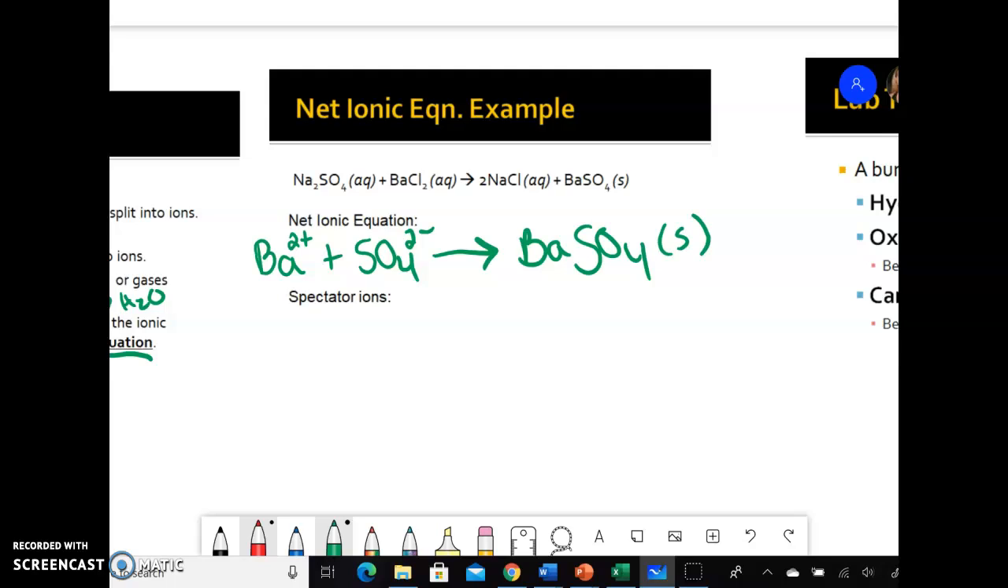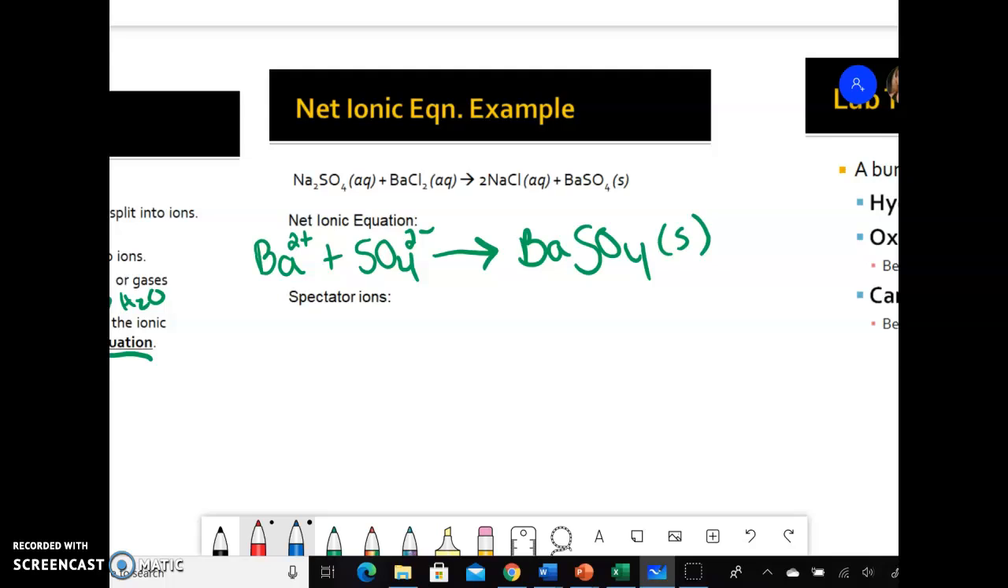Now, it won't always be a 1-to-1 ratio. So notice this is +2 -2, so they cancel out. But if it was not, you would have some coefficients there to balance the reaction. And we'll do one like that in the progress check. And then your spectators are the things that are not in this net ionic equation.